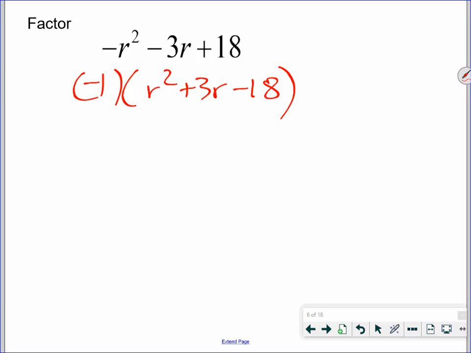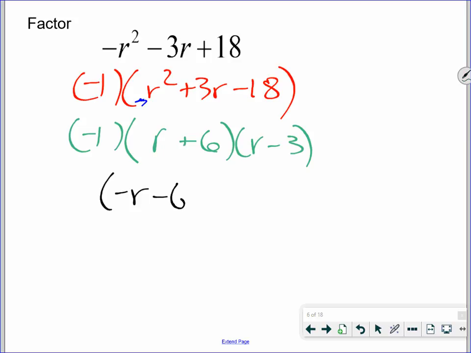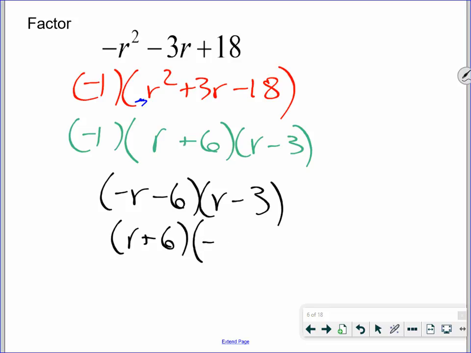Now I have a trinomial where a is 1. And so I'm just looking for what two numbers multiply together to give me -18 that add up to 3. And those two numbers are +6 and -3. Now, if you see this on the SOL, they might write it like this, or they might have something like this, where they distribute the -1 into one of the two things. You could also have it like that. All three of these are the same. And I would give you full credit for any one of those three answers.